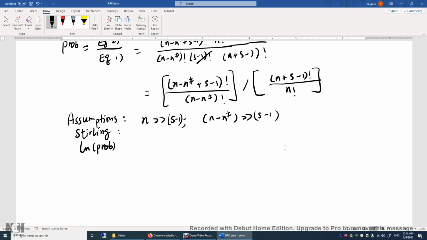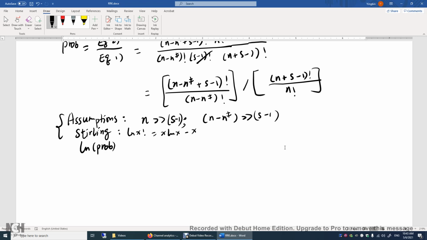This is pretty simple. It's just ln x factorial is just x times ln x minus x. All right. This can be easily proved. So we'll use the two assumptions. On top, we'll use the Stirling approximation on the bottom to estimate the logarithm of the probability.